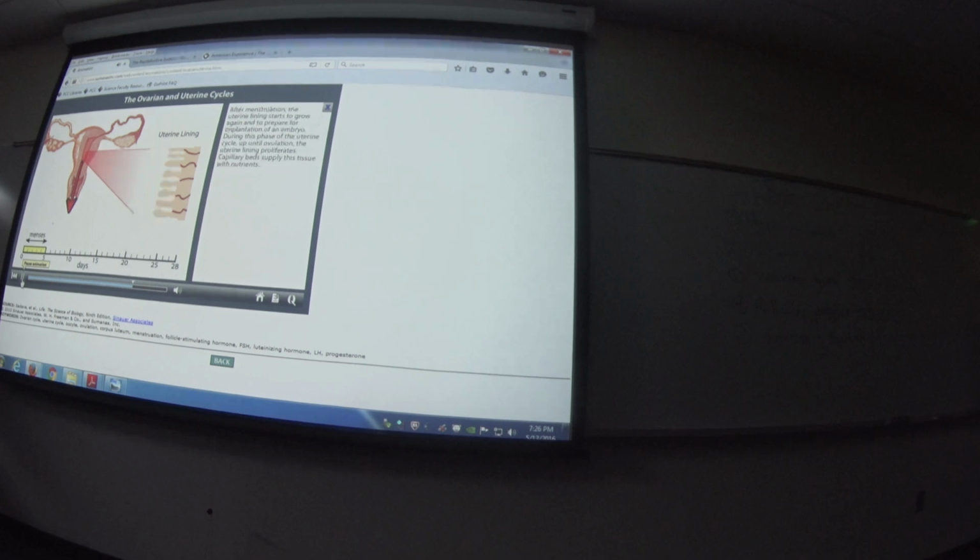After menstruation, the uterine lining starts to grow again and to prepare for implantation of an embryo. During this phase of the uterine cycle, up until ovulation, the uterine lining proliferates. Capillary beds supply this tissue with nutrients. Just before menstruation occurs again, the capillary beds degenerate and no longer deliver nutrients to the surrounding tissue. During menstruation, this tissue dies and sloughs off through the vagina to the outside of the body.